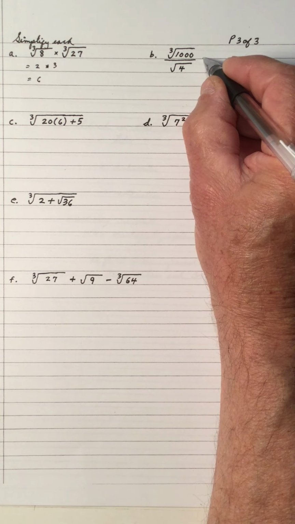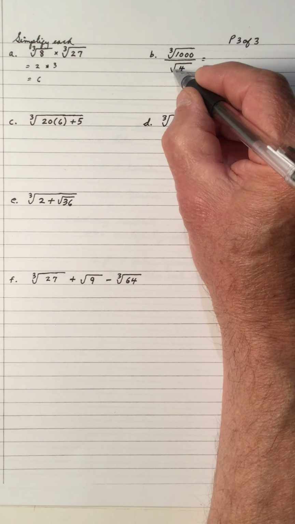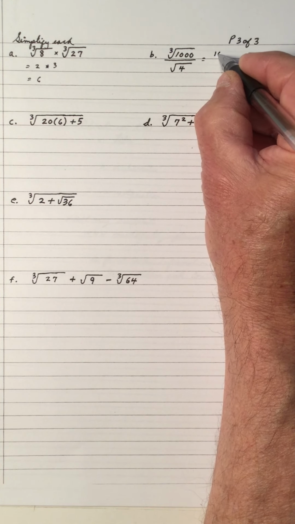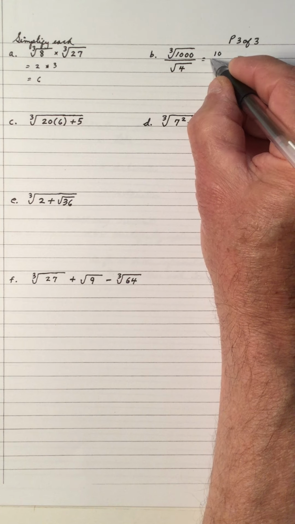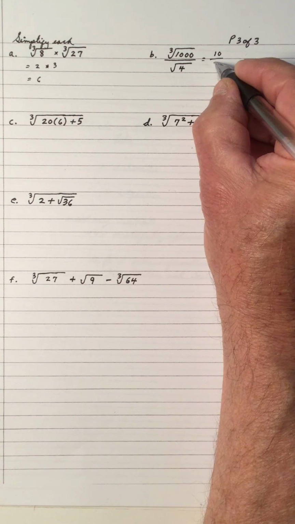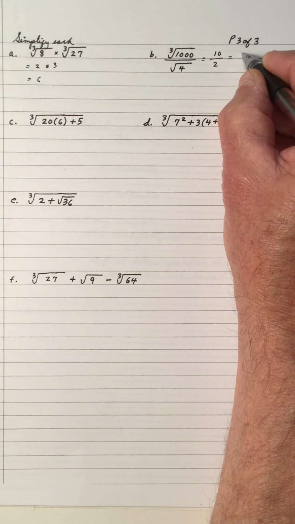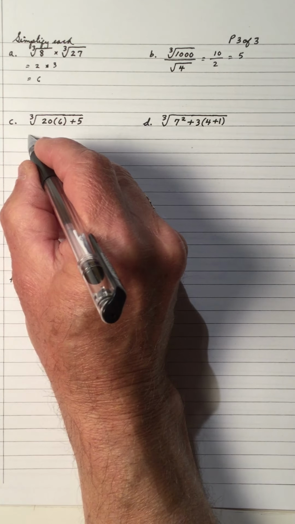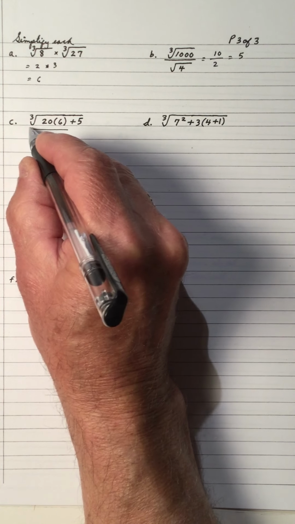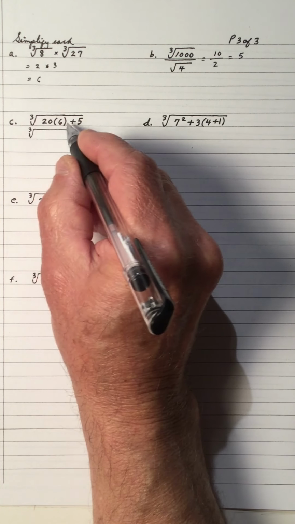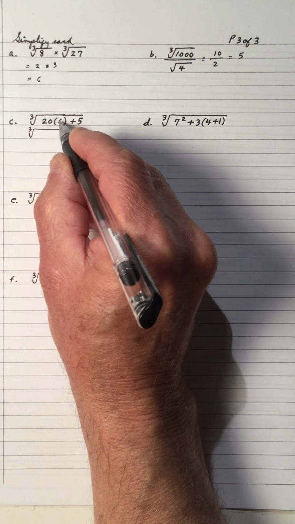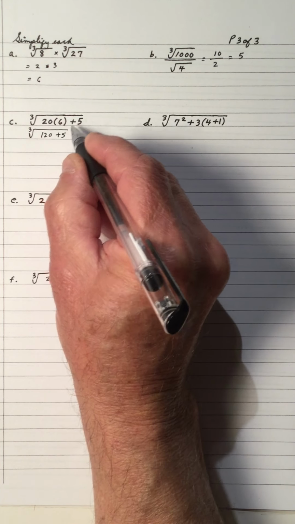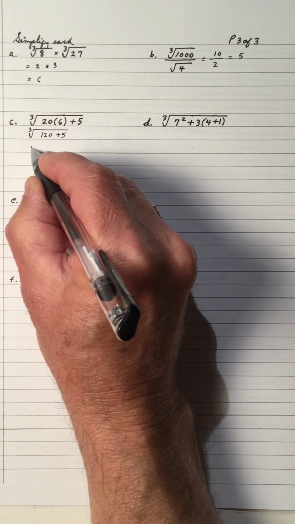And we have the cube root of 1,000 divided by the square root of 4. So the cube root of 1,000 is 10, because 10 times 10 times 10 makes 1,000. The square root of 4 is 2, and that gives us 5 when we divide. And so we have to do PEMDAS. We have to simplify the inside of the radical before we can do anything. So 20 times 6 is 120. Remember, PEMDAS, we have to multiply before we add.